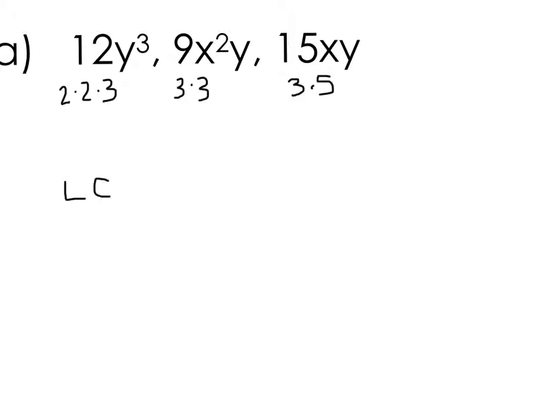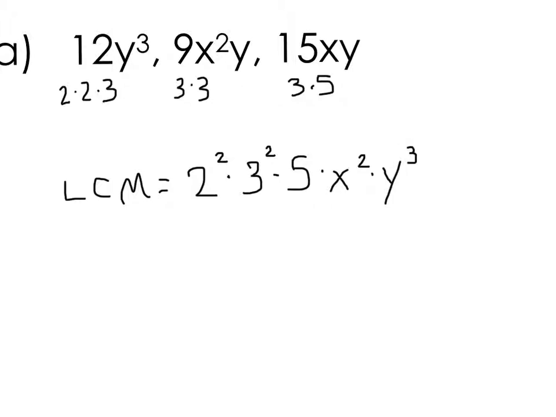Our least common multiple, we need a factor of 2. How many? The greatest number of times that it appears. We need a factor of 3. How many? The greatest number of times. And we need a factor of 5. We need a factor of x. What is the greatest number of times that x appears? X squared. We need a factor of y. What is the greatest number of times y appears?